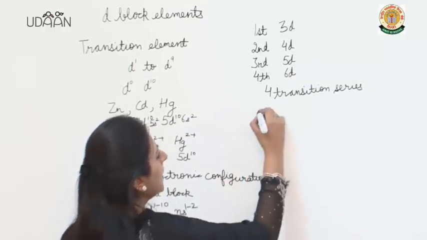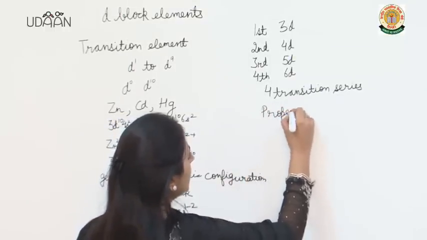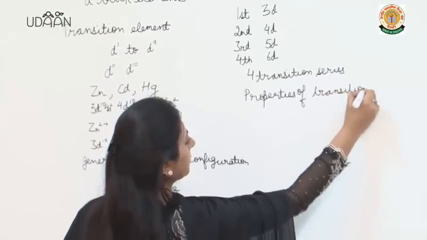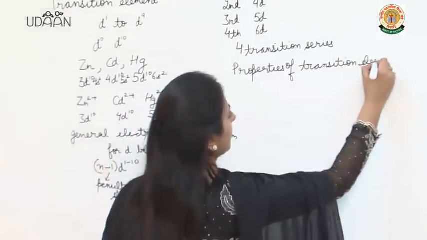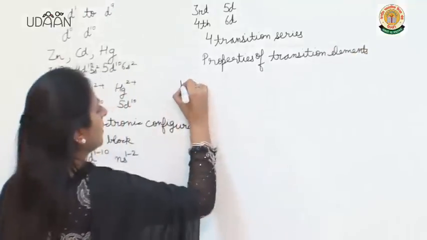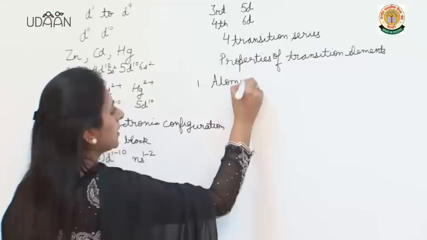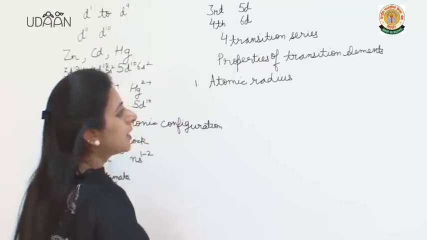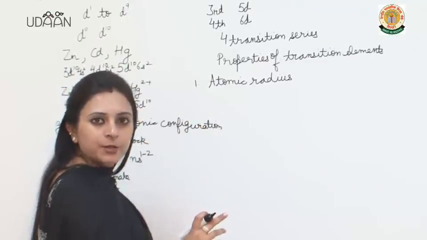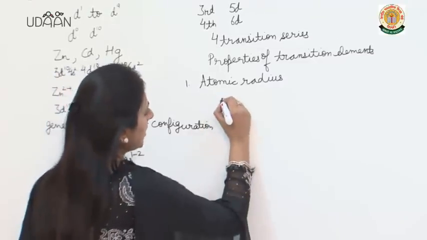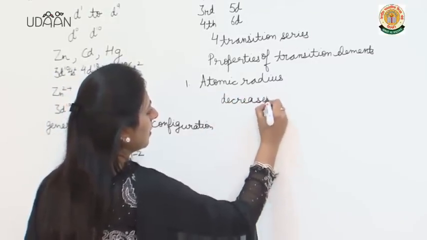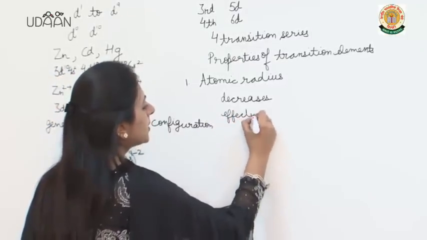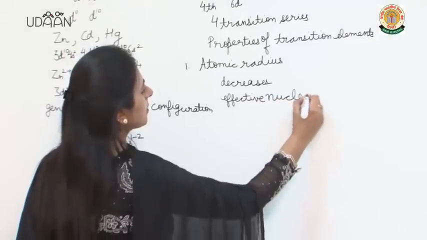Now let us talk about the properties of transition elements. Now what is the first property? First property is atomic radius. When we talk about atomic radius, we say that as we move from left to right, first the atomic radius decreases. Now why does it decrease? Because as we move from left to right, effective nuclear charge increases.